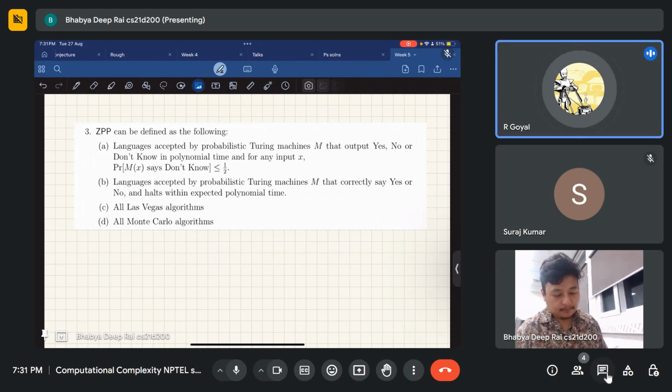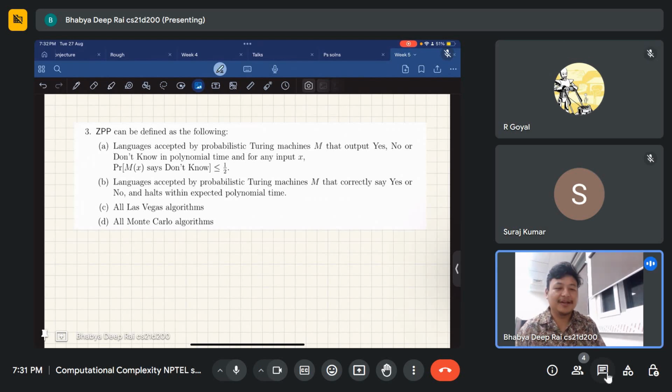And ZPP, Las Vegas. I don't remember which algorithm always gives the right value. Either it is Las Vegas or the Monte Carlo. I think it is Las Vegas, which always gives the correct answer. It may take a long time, but it will always give the correct answer. So ABC options are correct. Okay, Suraj.